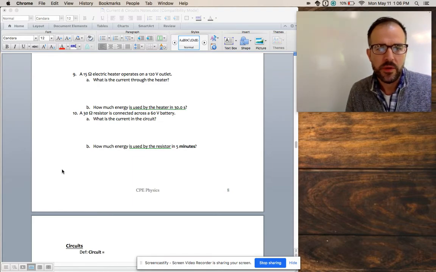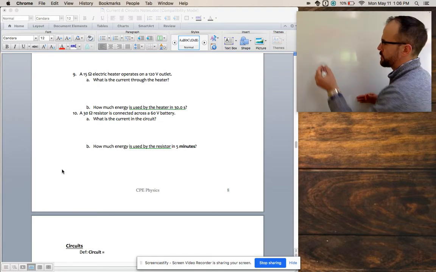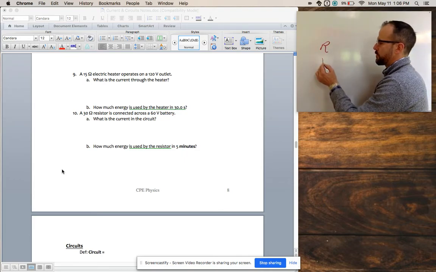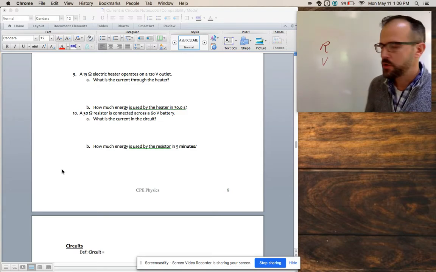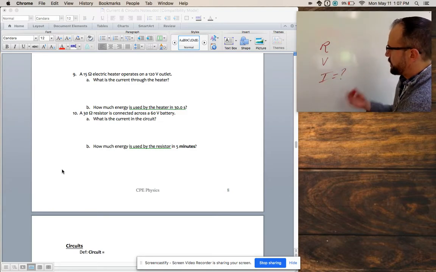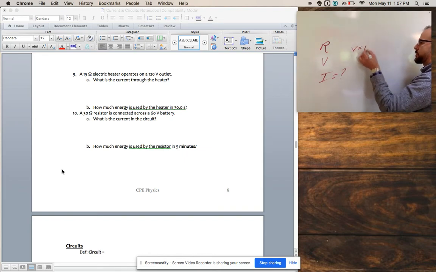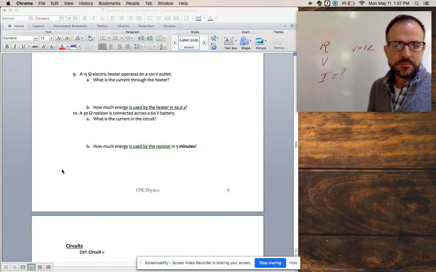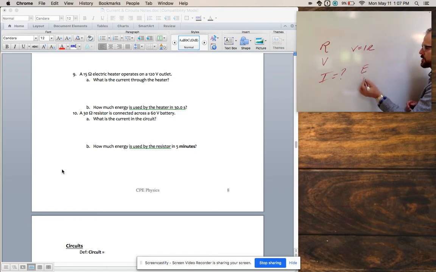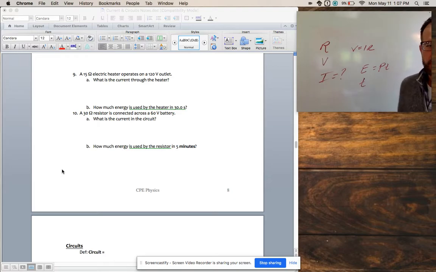Number 9, we've got a 15 ohm heater. So that is a resistance, and it's operating at a voltage. And what is the current through the heater? So I. Let's say V equals IR, Ohm's law. Then how much energy in an amount of time? Energy being power times time. Looks like you could find power again, IV, times time. You got it.